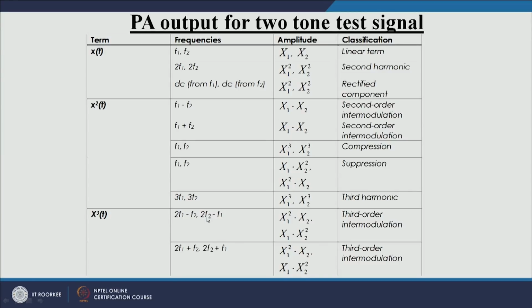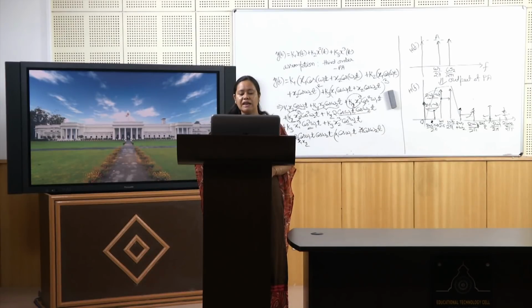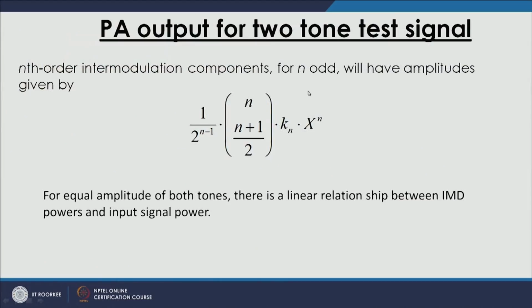Similarly, in this case 2 f1 minus f2 should be there, and it is x1 square x2, which is related to the second harmonic. Similarly, here also, whenever you have multiplication in the frequency domain, in amplitude you can see the power of that frequency. So, the nth order intermodulation component for n equal to odd will have amplitudes which are given by this formula. So, how can we use it?